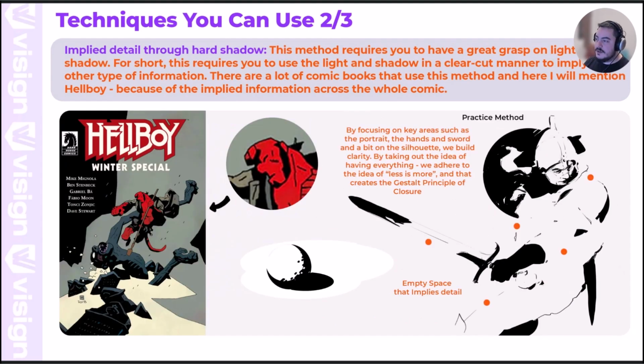Now let's go to another area here, implied detail through hard shadows. And this is actually pretty fun and interesting because you can use line and outline, and you can actually check and see how it works. I gave this specific example from Hellboy, you'll notice, because it's very clear and straightforward. In this method, it requires you to have a great grasp on light and shadow, meaning you need a very good grasp on the theory and practice of how light works and how shadow works, and then you have to define those in a clear-cut manner to imply any other type of information.